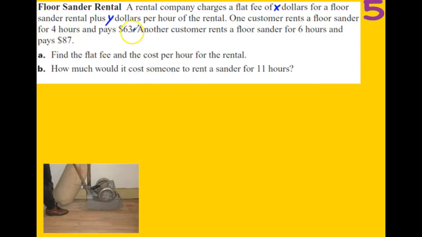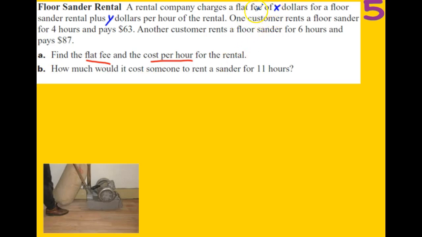So we need to write two equations, because we've been working with two equations using graphing, substitution, or elimination. And we're going to have to find the flat fee, so find X, and find the cost per hour, which is Y. And then they have a prediction on the second one. So first, let's write our two equations.